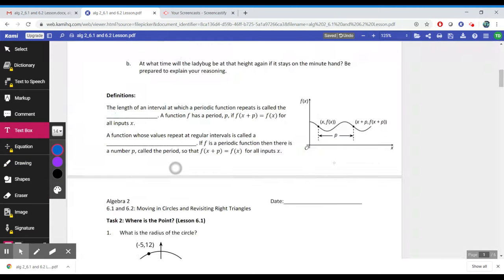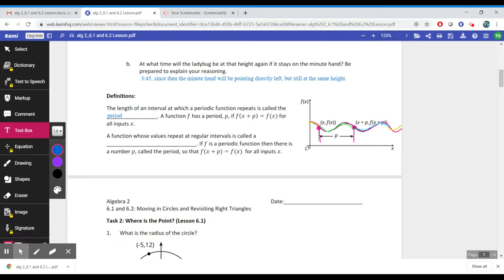So let's take a look at our second definition here. This second definition is kind of restating what we knew for the first one. It says a function whose values repeat at regular intervals is called a periodic function. If f is a periodic function, then there is a number called p, such that f of x plus p is equal to f of x for all inputs x. So again, that's just going back and saying what we said for the first definition. We've got this type of function that repeats itself called a periodic function. And the amount of time or distance or whatever our unit on the x-axis is that it takes for that function to repeat itself is called the period.